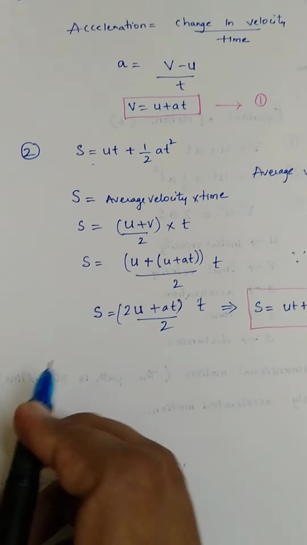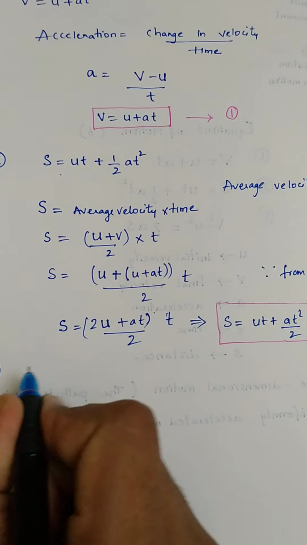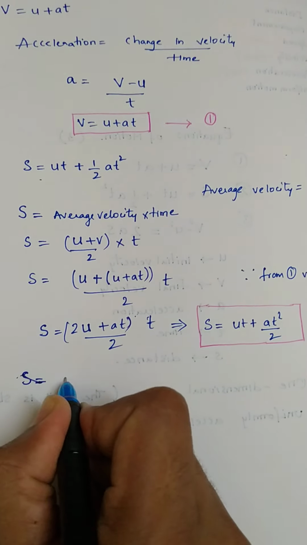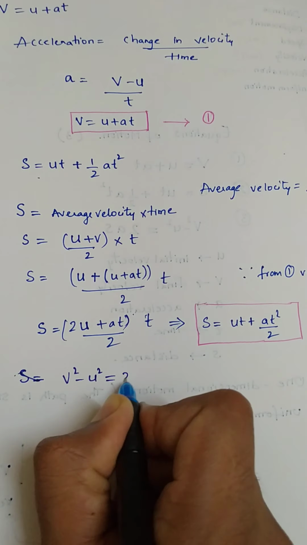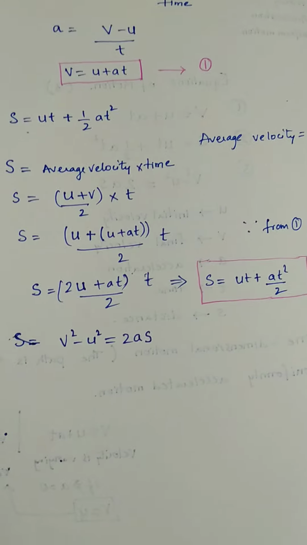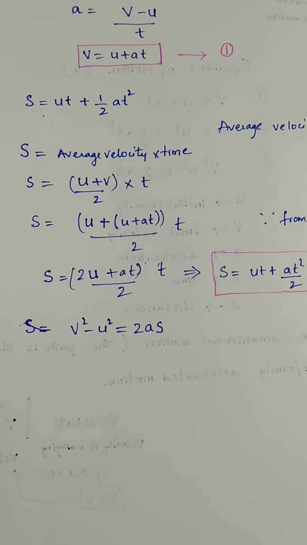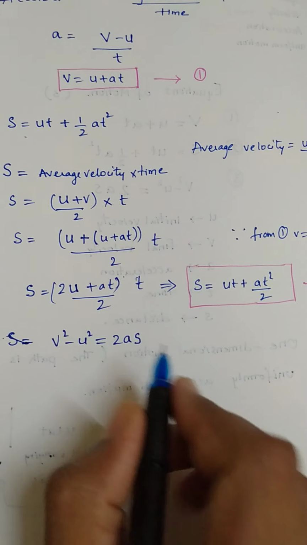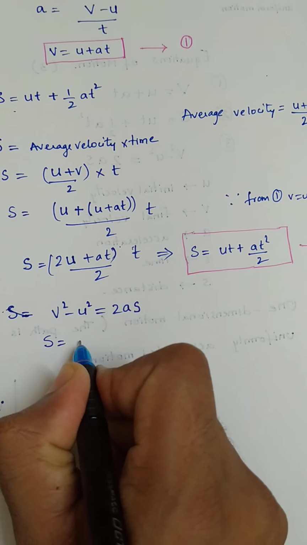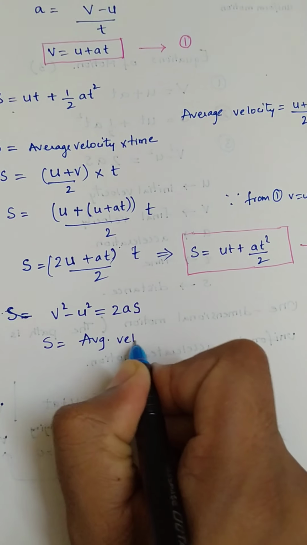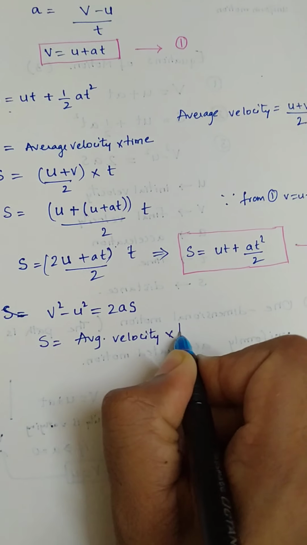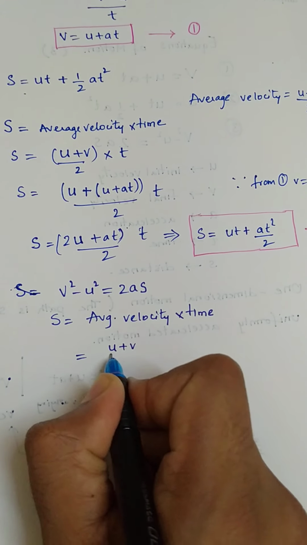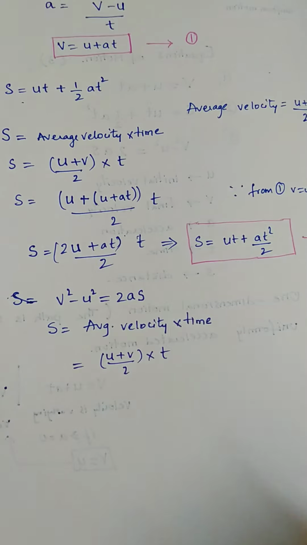Now we shall move ahead with the third equation. The third equation being v square minus u square equal to 2as. So v is the final velocity, u is initial velocity, acceleration and of course distance. We can derive this with the same formula, which is s is equal to average velocity into time. Now the same thing I am going to use here, (u plus v) by 2 into time.